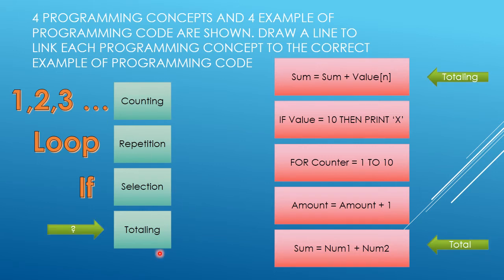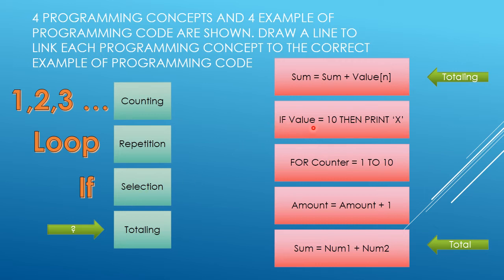But now it comes down to this last one over here, which is totaling. Now this is the tricky one. Okay, because the rest are quite direct. So if I have a loop, well, the only one that looks like a loop will be this one over here, which is the for loop. All right, for. Okay, although there is the word counter here, the counter here is actually used to do the looping, so it's actually a loop.